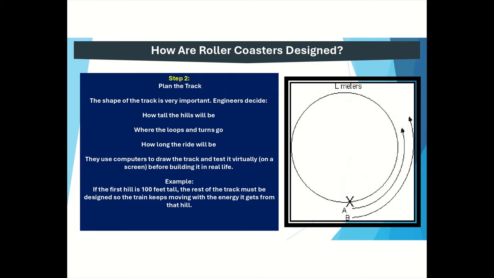How are roller coasters designed? Step 2. Plan the track. The shape of the track is very important. Engineers decide how tall the hills will be, where the loops and turns go, how long the ride will be. They use computers to draw the track and test it virtually, on a screen, before building it in real life. Example: if the first hill is 100 feet tall, the rest of the track must be designed so the train keeps moving with the energy it gets from that hill.